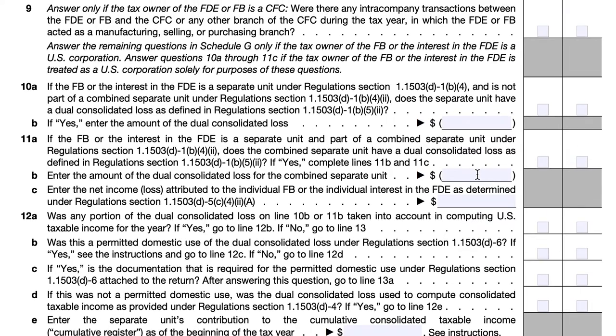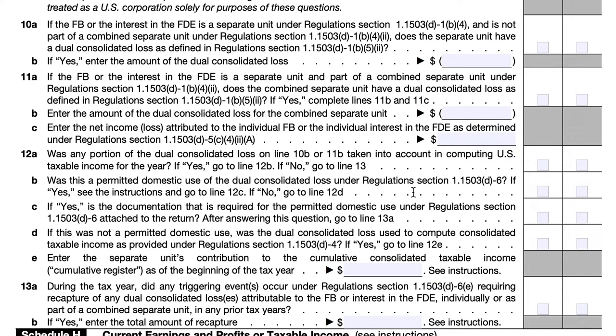And these are all different Treasury regulations determining whether or not the tax owner of the FB or the interest in the FDE is to be treated as a U.S. corporation, right? So for the purpose of these questions, you're going to answer as if it is a U.S. corporation, but then the instructions contain additional guidance depending on how the Treasury regulations might apply to your business entity.